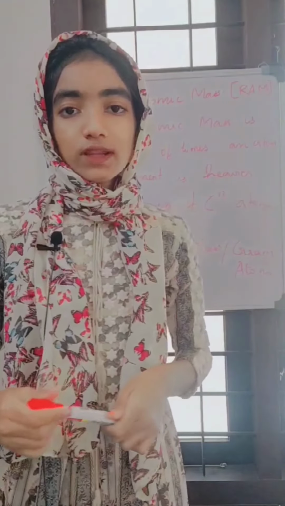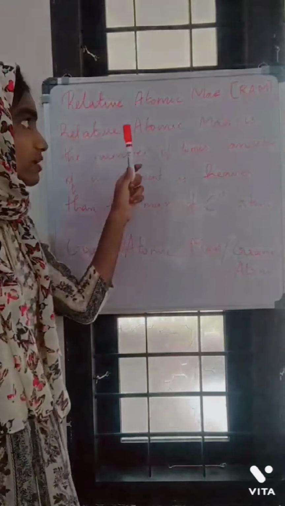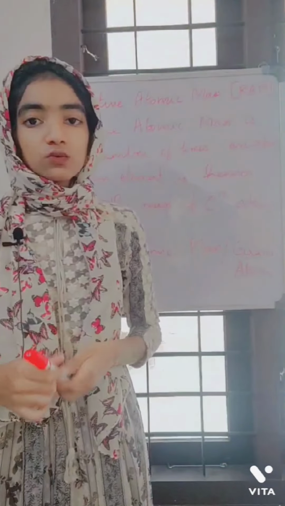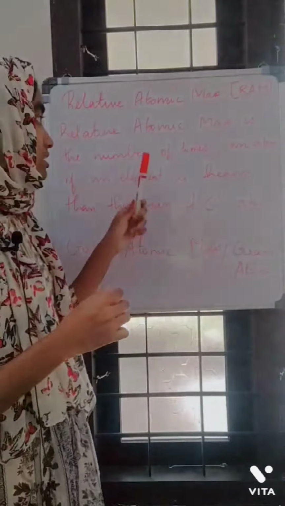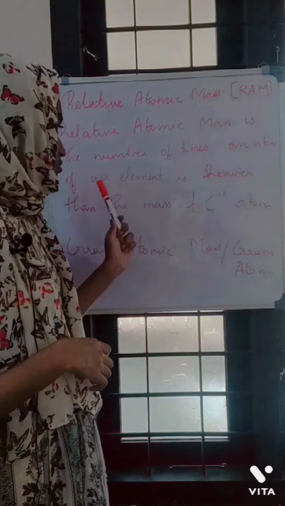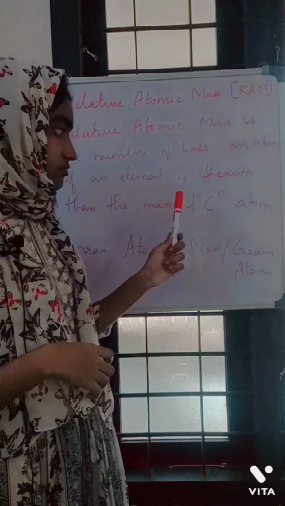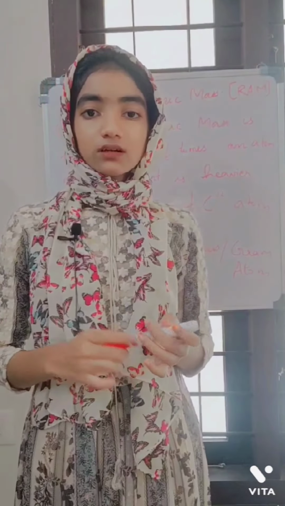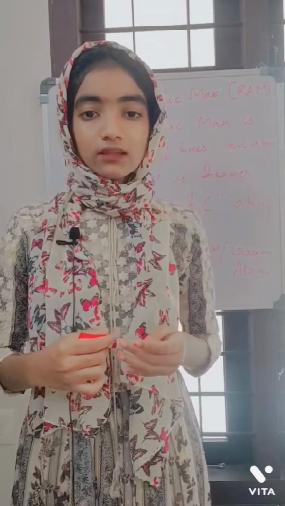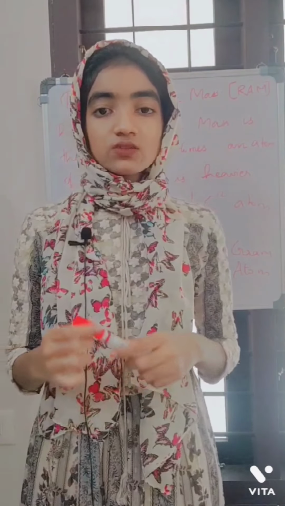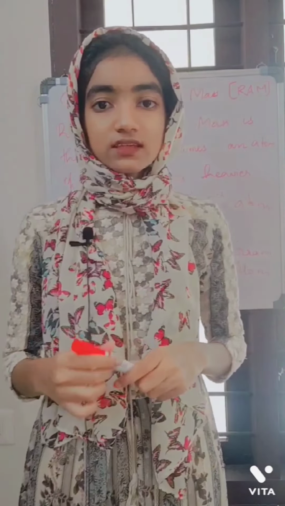So going to our next topic, relative atomic mass. Relative atomic mass is the number of times an atom of an element is heavier than the mass of a carbon-12 atom. We know that the mass of a carbon-12 atom is called AMU. So relative atomic mass tells us how many times an atom of that element is heavier than 1 AMU.